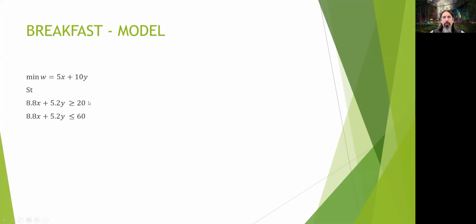What we need to do to solve this is just graph it. So what are we going to graph? This is one line, 5x plus 10y. This is another line, 8.8x plus 5.2y is equal to 20. Start with equality. Then, according to your sign, the greater than or less than sign, you just color above or below the line. Same for here: 8.8x plus 5.2y is equal to 60.